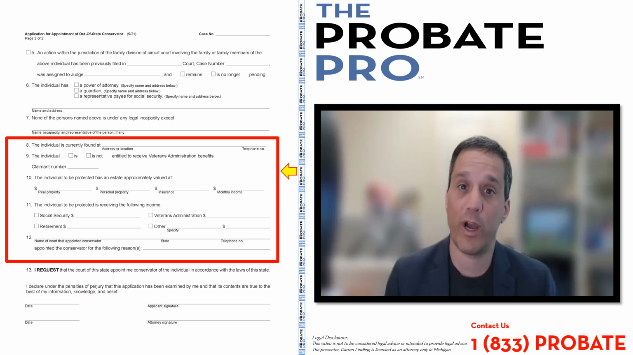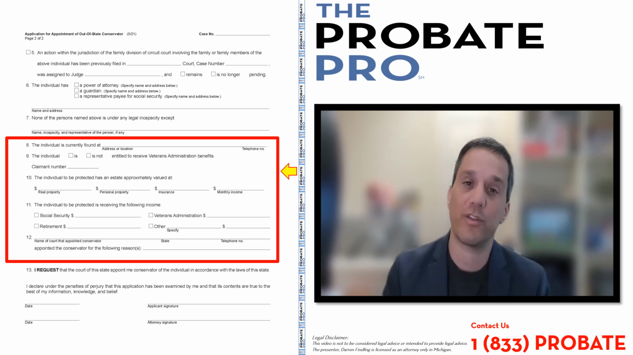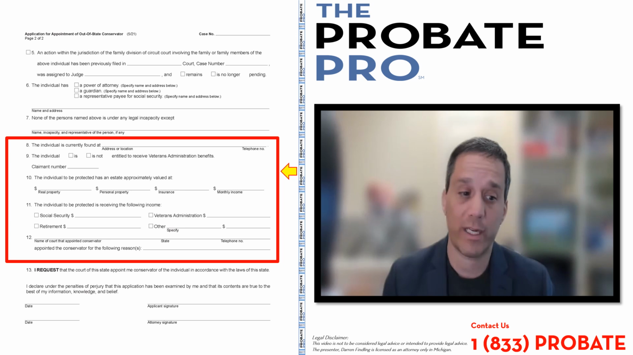8 is pretty simple. Where is that person that is being sought conservator over? 9, if they're entitled to VA benefits, because there's particular rules. If they are. 10, this is a description, a basic description of the assets of the individual. 11, if they're receiving Social Security, retirement income, or VA income, or other income. The court has to ultimately identify whether there's going to be a bond and the amount of the bond. And that is typically determined by a year's worth of income plus assets that are liquid. So the court needs this information at presentation at the first court hearing.